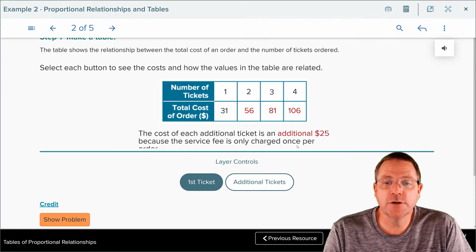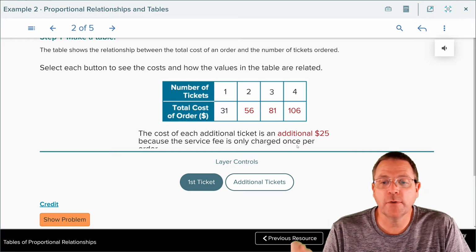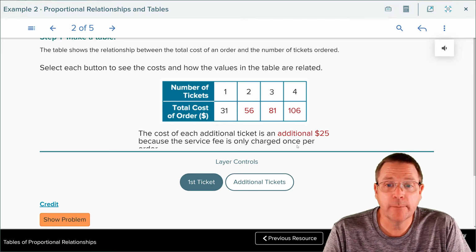The cost of each additional ticket is an additional $25 because the service fee is only charged one time. It doesn't matter how many tickets you buy, you only have to pay that $6 service fee one time.